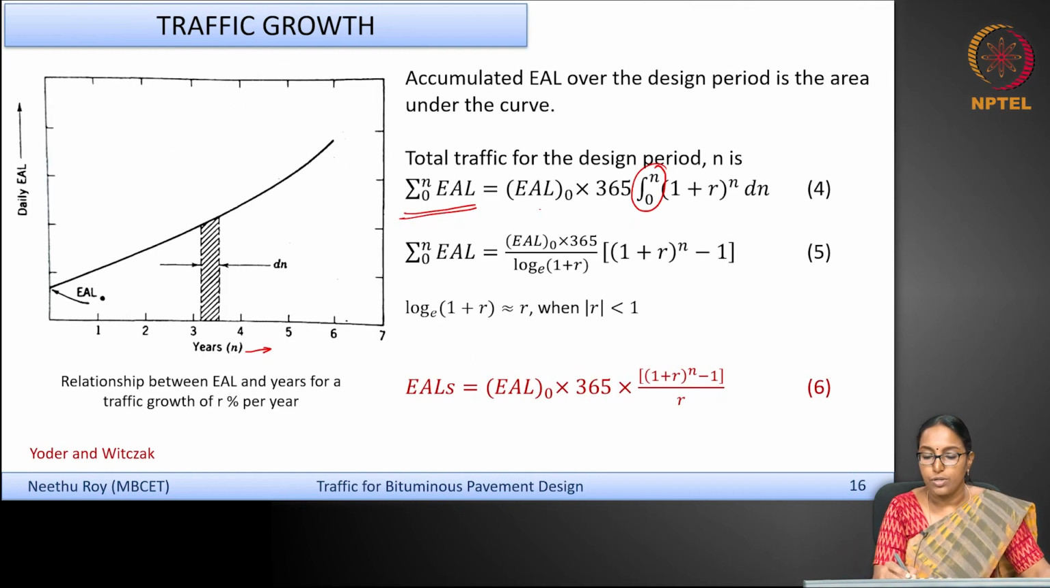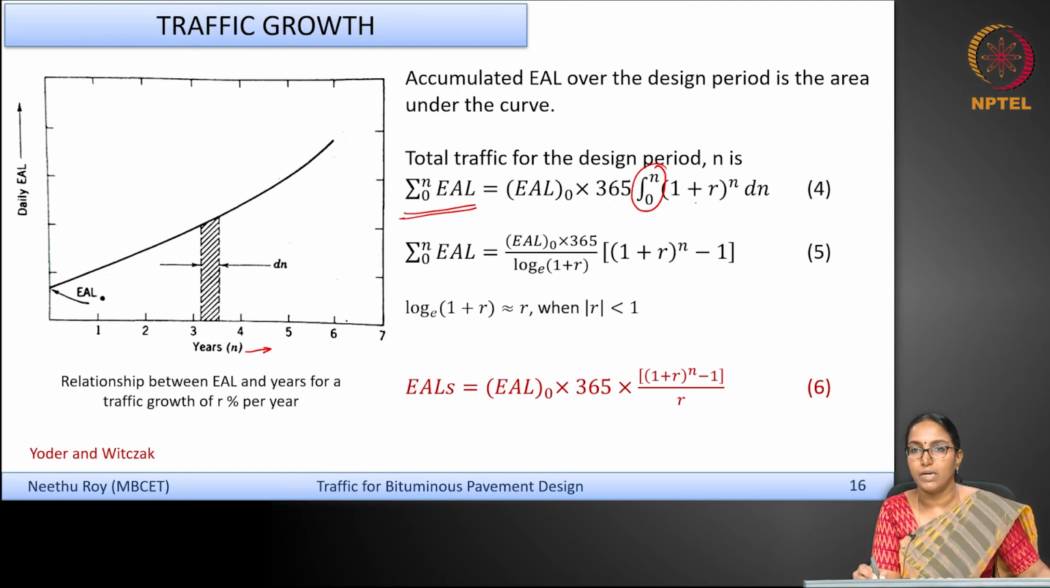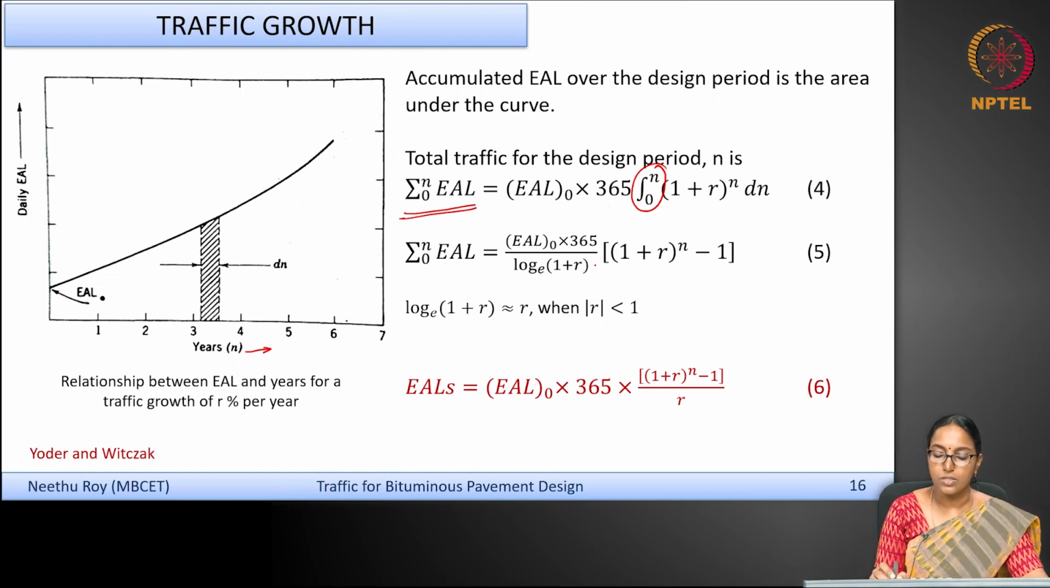Okay, so it becomes EAL 0 into 365 into integral 0 to n of (1 plus r) raised to n dn. Now this integration, on integrating, you get that it is (1 plus r) raised to n minus 1 by log to the base e of (1 plus r). Now the growth rates are mostly less than say 10%. So when mod r is less than 1, your log of 1 plus r to the base e is close to r.